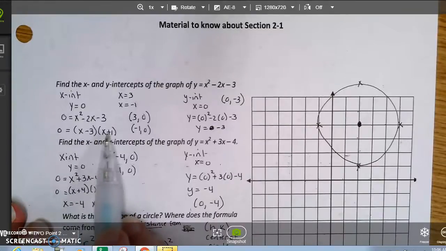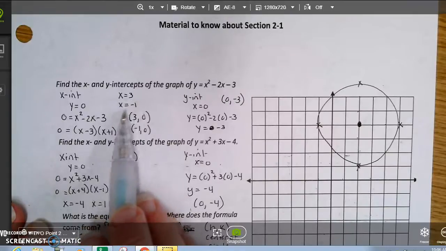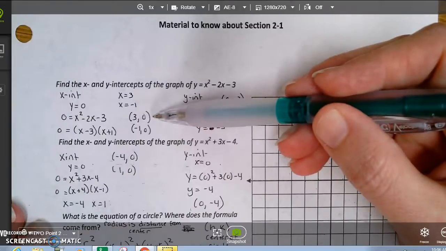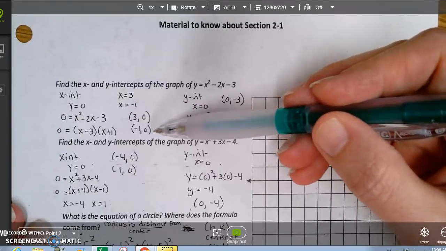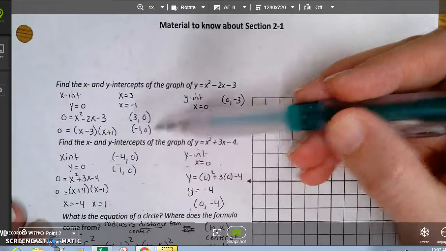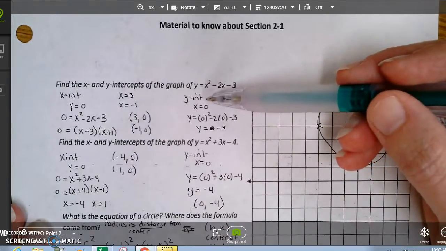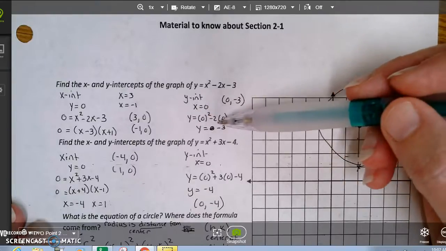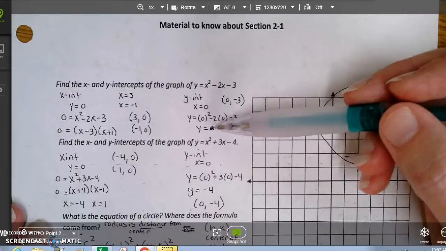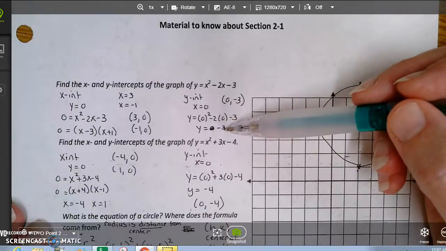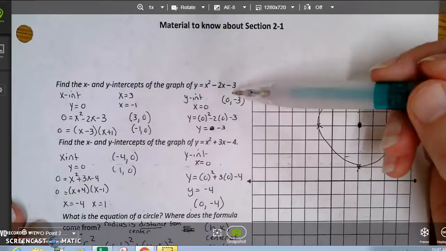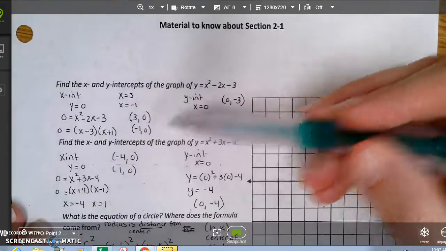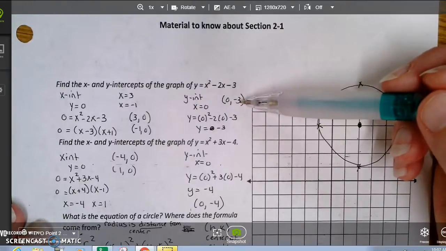So when I factor this, I find the roots are 3 and -1. So that means my x-intercepts are (3, 0) and (-1, 0). And then I want to find the y-intercept, so I'm going to set the x values equal to 0. And those are easier because 0 squared and 2 times 0, all that cancels out, and you're just left with the -3. So y equals -3. And so my y-intercept is (0, -3). So then I could use the x-intercepts and the y-intercept to approximate my graph.